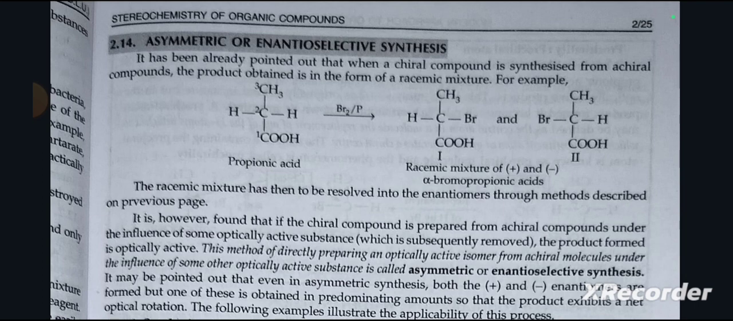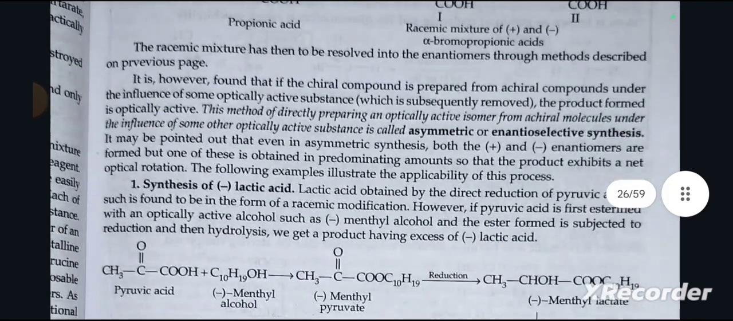CH3CH2COOH in presence of Br2/P gives CH3CHBrCOOH and CH3CHBrCOOH. The racemic mixture has to be resolved into the enantiomers through the methods described on previous pages.